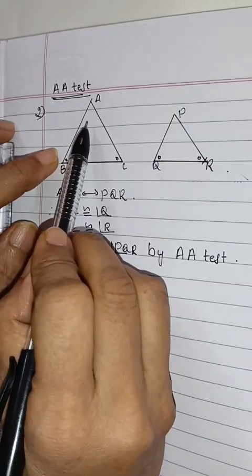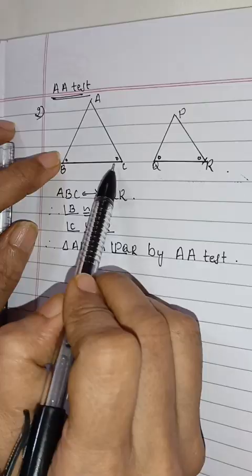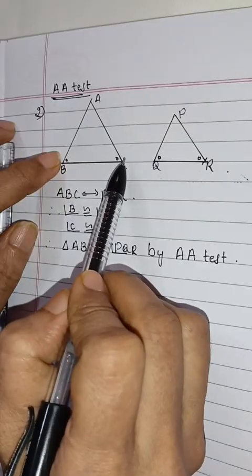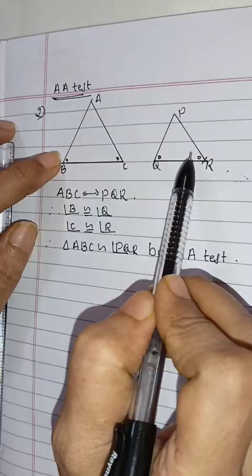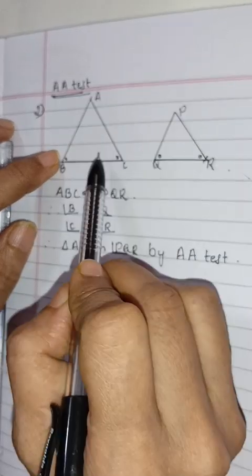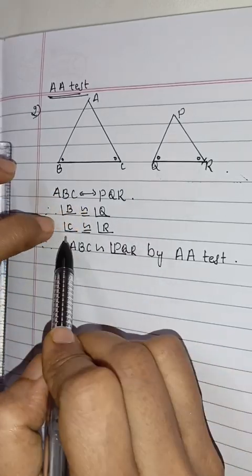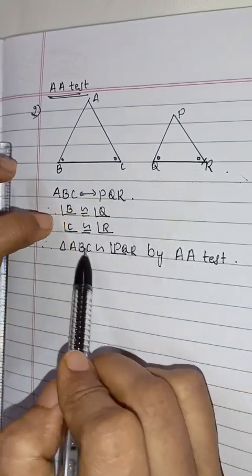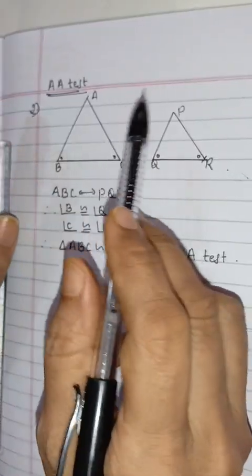Okay, therefore if two angles of one triangle are congruent with the corresponding two angles of the other triangle, then these two triangles are similar. That is, angle B is congruent with angle Q, angle C is congruent with angle R. Therefore ABC is similar to PQR by AA test.